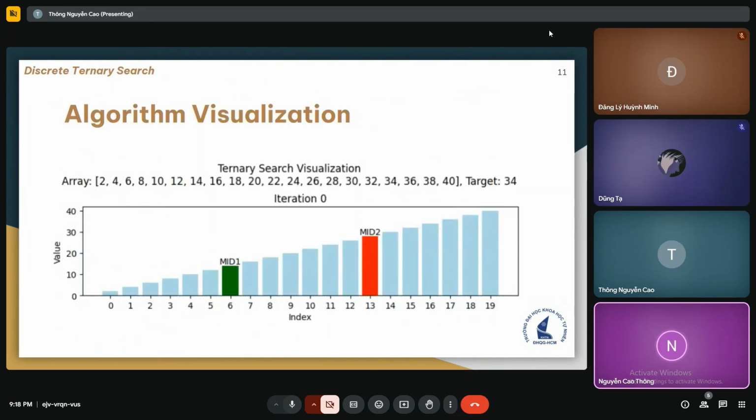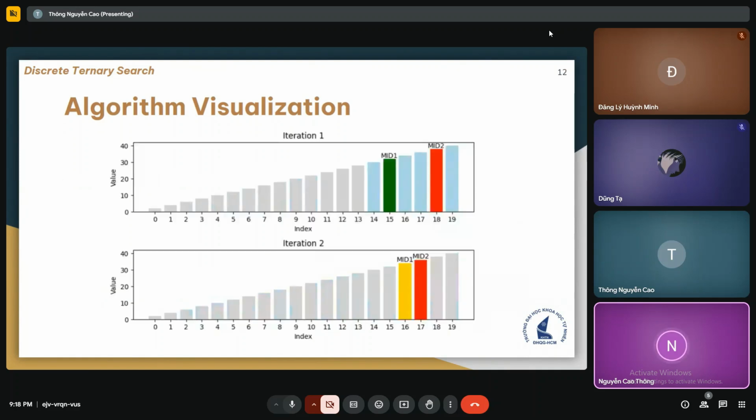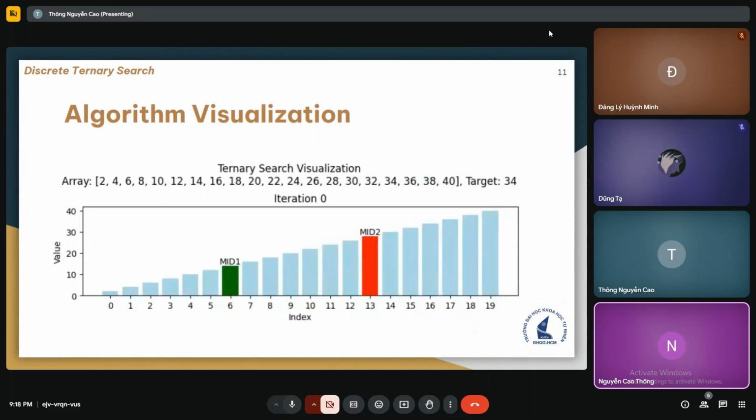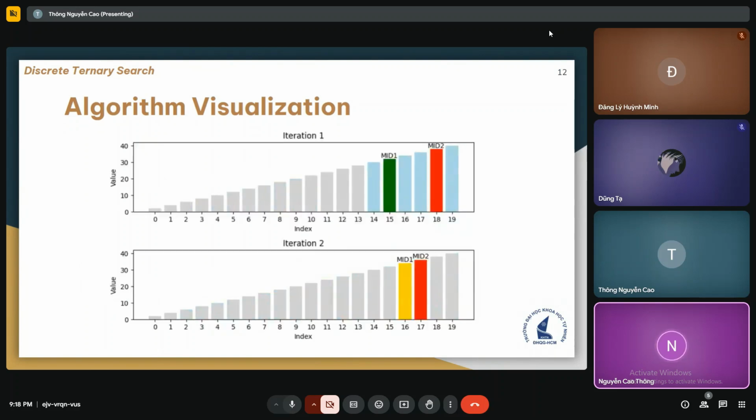Now, let's have a quick visualization of the algorithm. Here, given this array, we're trying to find the value 34. Before the first iteration, we need to calculate the two midpoints first, and you can see them in green and red on the screen. For the first iteration, we find out that the value at index mid 2 is smaller than our target value, so we update the searching range accordingly. We do it one more time, and at the second iteration, we find the value at index mid 1, the yellow one.